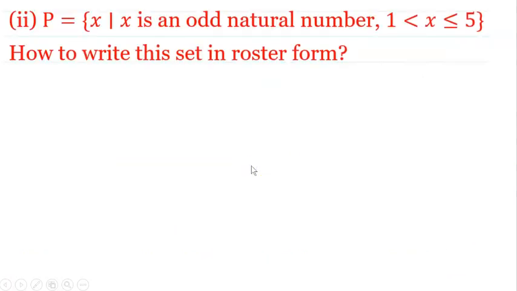Next, P = {x such that x is an odd natural number which lies between 1 and 5, greater than 1 and less than or equal to 5}. How to write this set in roster form?